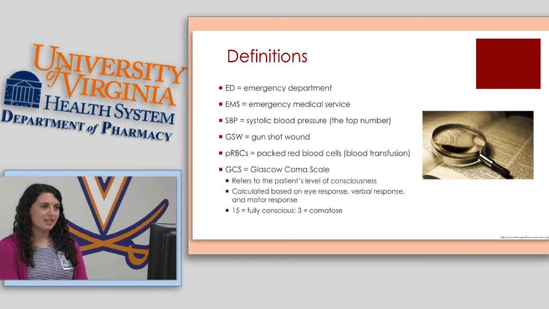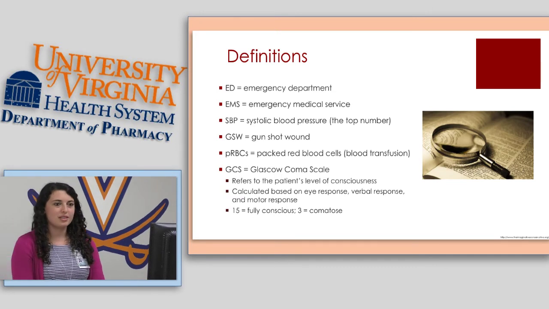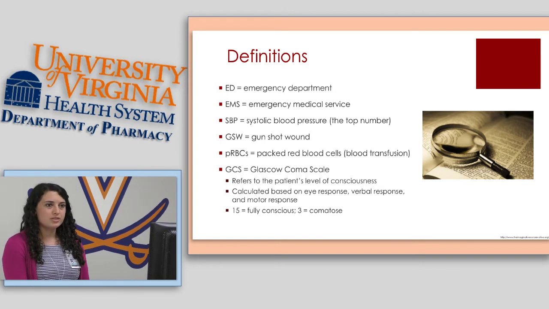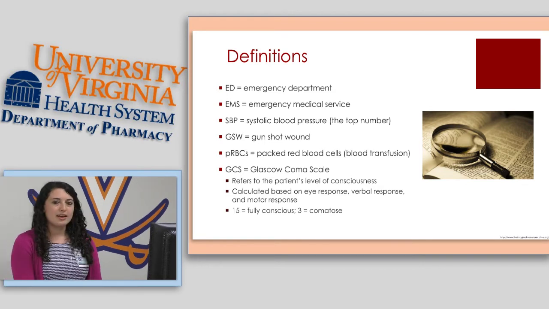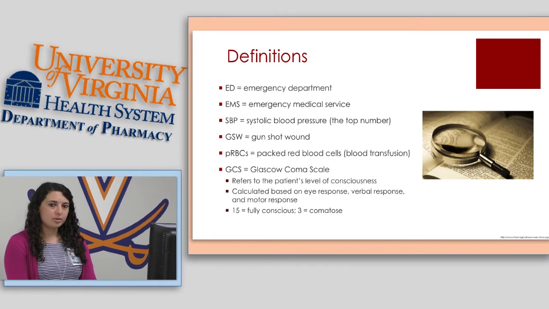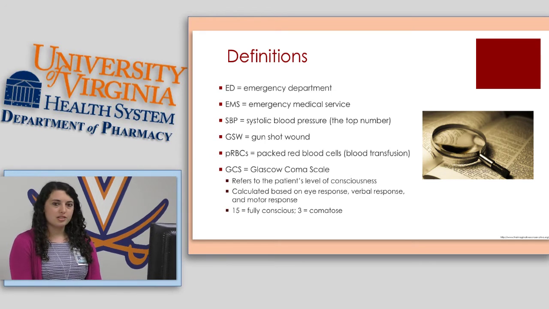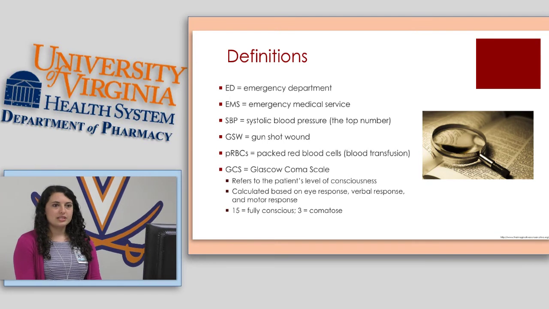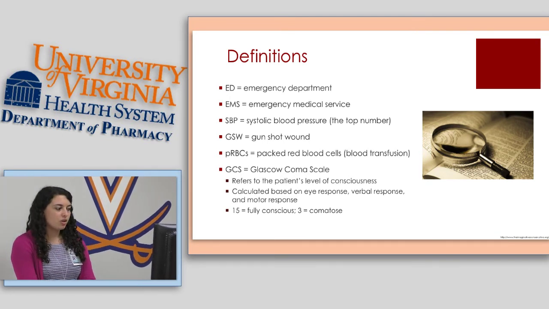So just before we start, some of the abbreviations I may use during the presentation, just so that you're familiar with them. So ED, as you know, is Emergency Department. EMS, Emergency Medical Service. SBP is the systolic blood pressure, or the top number on a blood pressure. GSW is gunshot wound. PRBCs, packed red blood cells, so this is what's given during a blood transfusion, and GCS is the Glasgow Coma Scale.